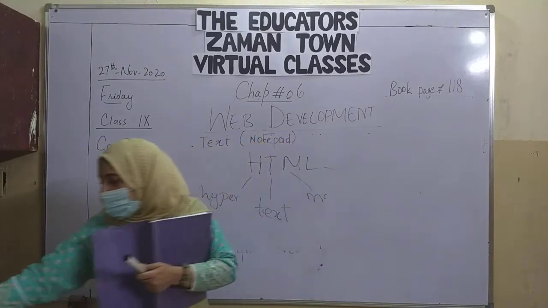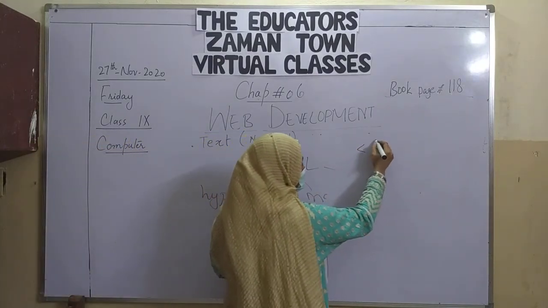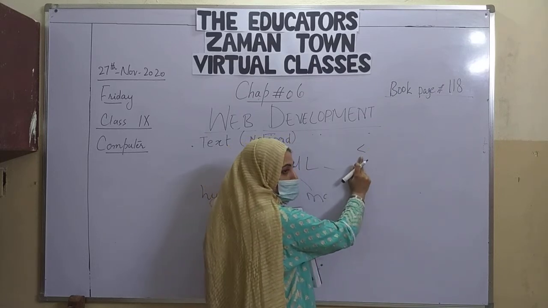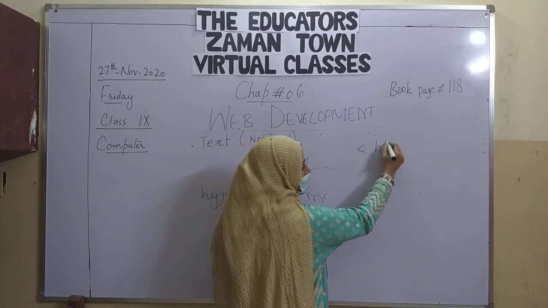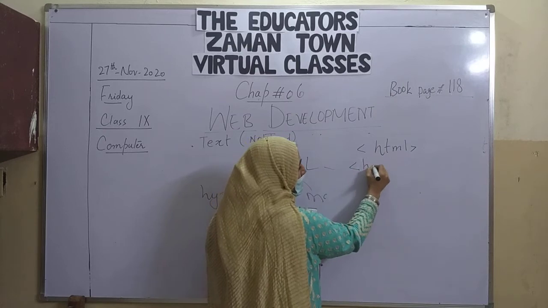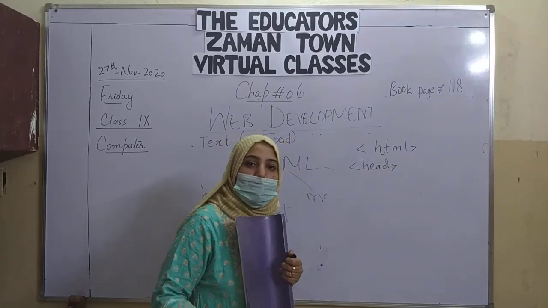First I write a small code for my web page. I am starting with the tag. The first tag is called the opening tag. This is called the opening tag. The first tag is HTML. Then I have the head tag. In the head tag we give the title of any web page.